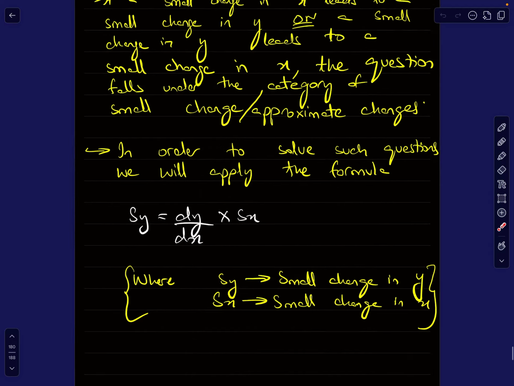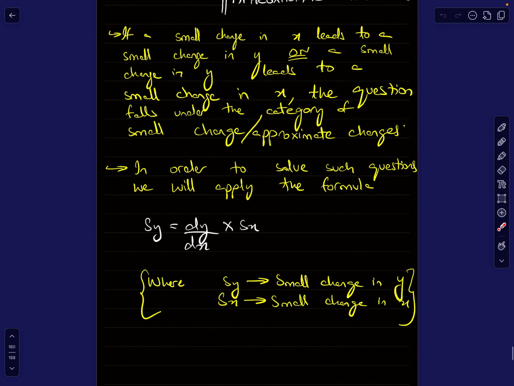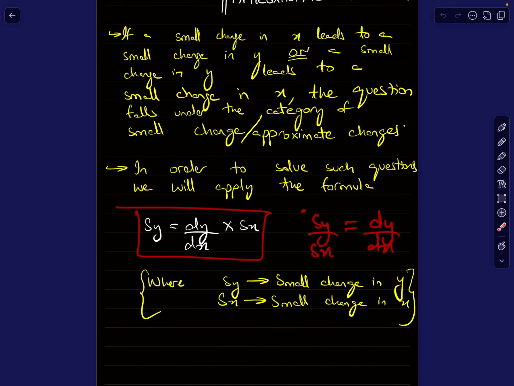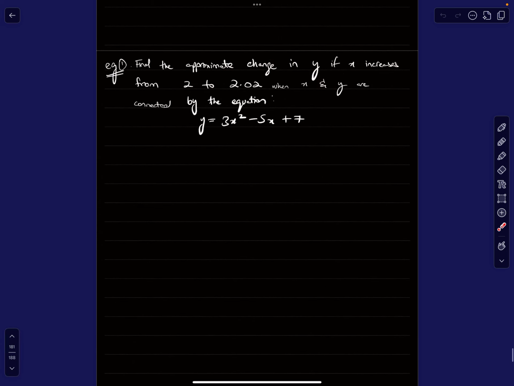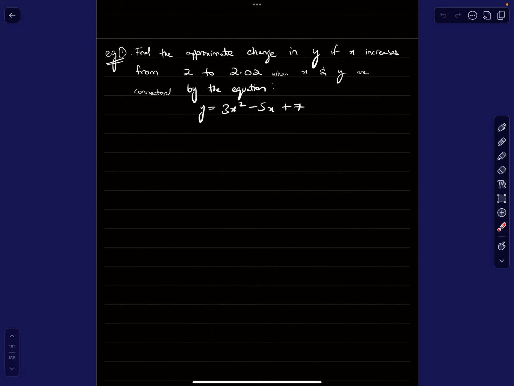In order to calculate the small change, this is the formula which we'll use. The concept is that δy over δx is equal to dy over dx, where δy is the small change in y and δx is the small change in x. Using this concept, you can rearrange this to suit the needs of the questions and you will eventually solve the question. We'll have three examples. The last example is most interesting.